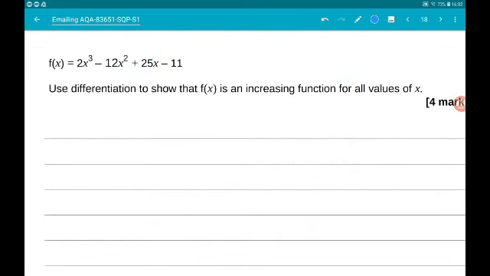Okay, question 19, we're almost there. Probably shouldn't have done this paper in one go.